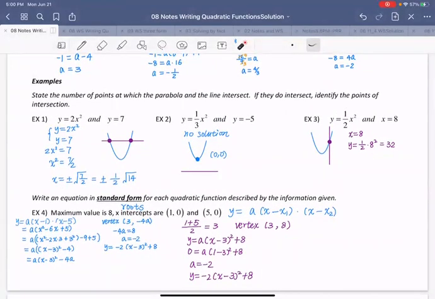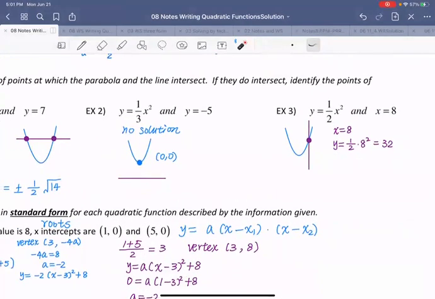Number 3, you want to solve this one equals this one, 1/2 x squared. The difference between this one and the previous ones is that this time they give you an x value. Your parabola looks like this. X equals 8 goes like this. So you plug in x equals 8. So y will equal this: 1/2 times 8 squared, that is 32. Okay.